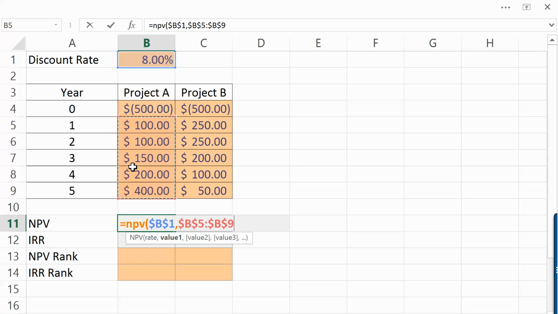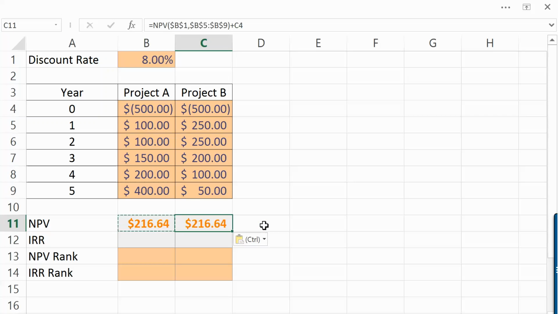I'm going to anchor that with the F4 key. And then I'm also going to handle the first cash flow by subtracting the $500 there. Since it's already a negative, I'll just add it. So the NPV of the first project is $216. So we would accept that project.